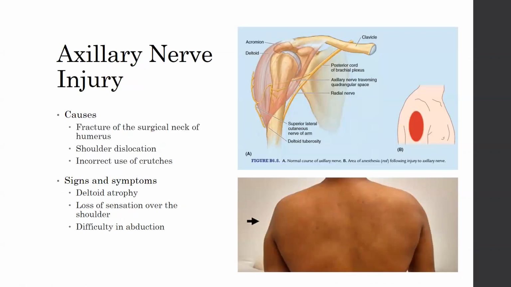Okay, onto the 5 peripheral nerve injuries. Axillary nerve injury. So the main causes, as we've said before a lot, are fracture of the surgical neck, shoulder dislocation, or sometimes incorrect use of crutches. The signs and symptoms are deltoid atrophy, as you can see in that bottom right picture, loss of sensation over the shoulder, as you can see in that little red patch there, and difficulty in abduction, as Karan had after he tripped over.